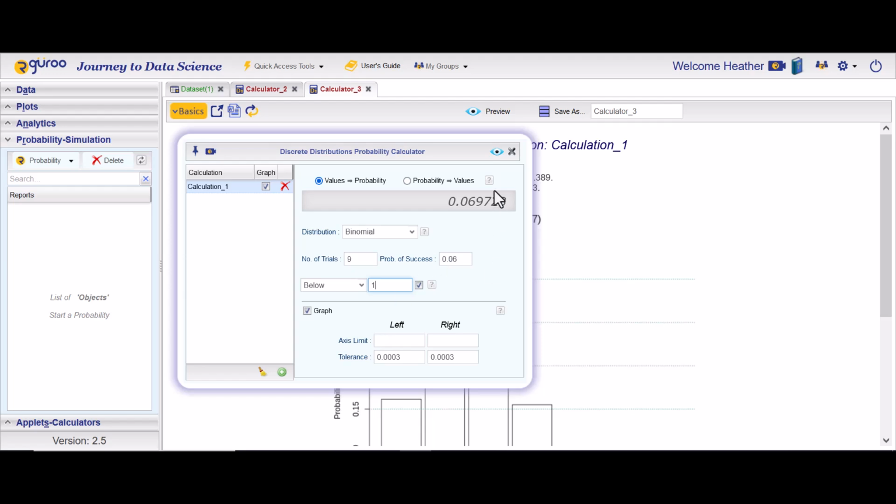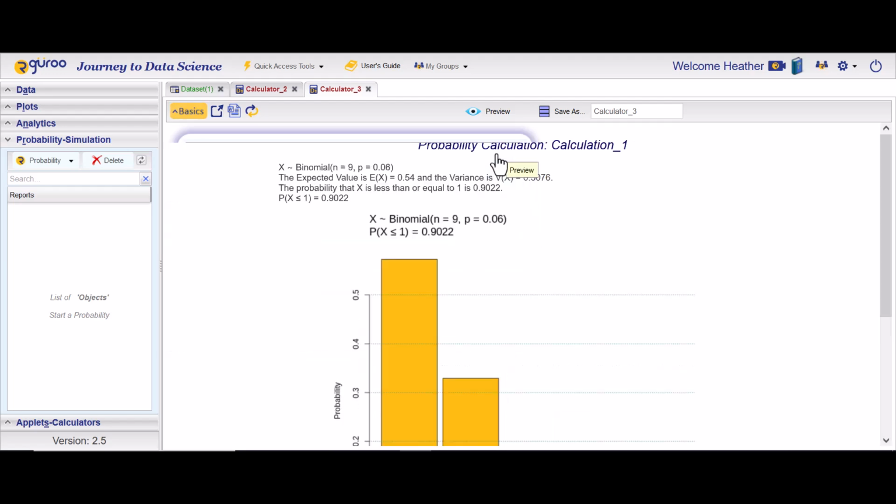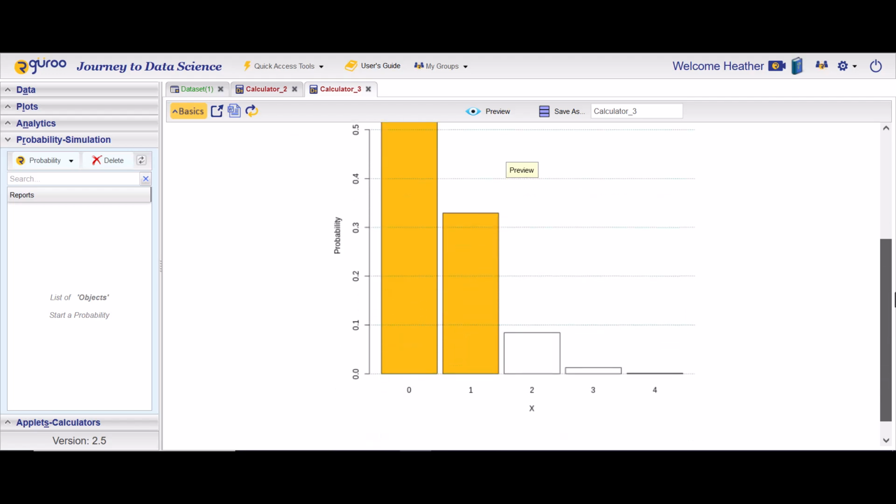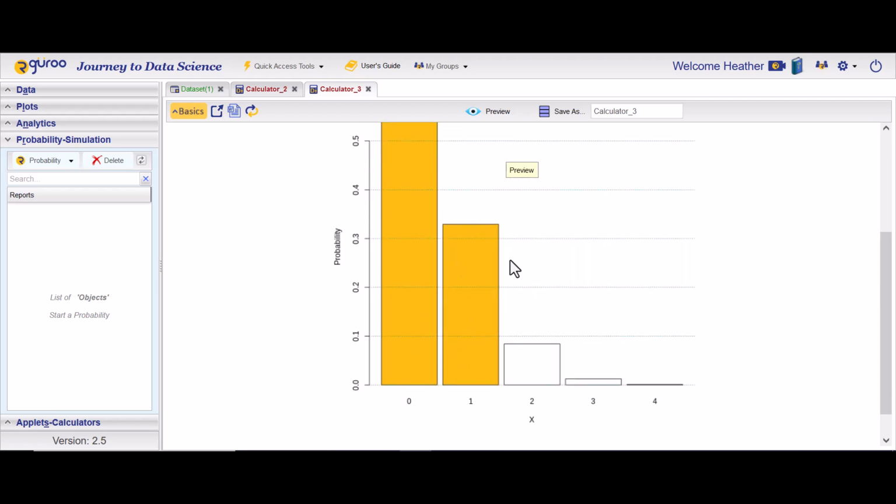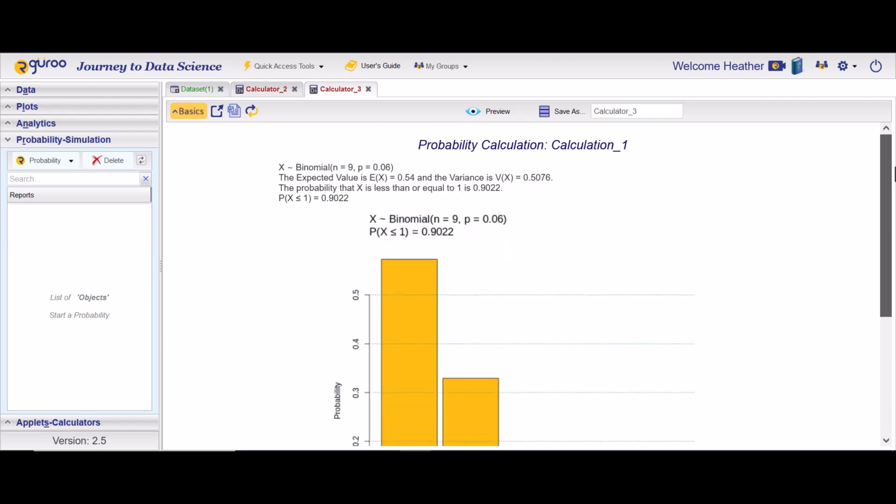Okay, I'm going to leave the box checked, and then I'm going to hit this eyeball. Okay, so remember we said at most 1, which means either 1 or 0. So that is absolutely correct, right? And if I come up here and look at this inequality here, that's exactly what I wanted. I wanted x is less than or equal to 1. At most 1 means less than or equal to. So that's exactly what I wanted, and the probability is about 90%.